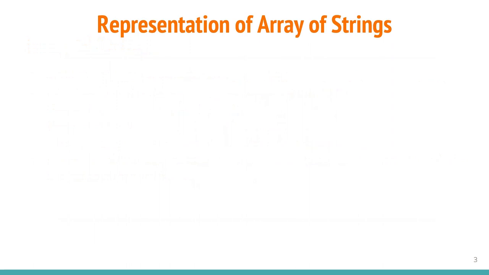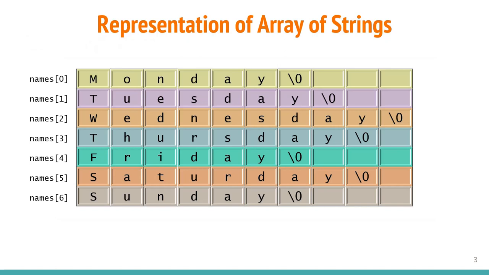Having seen the importance of array of strings, let us try to represent array of strings formally. This diagram shows the logical representation of array of strings. Here you can note that names is the name of a two-dimensional character array, wherein each row represents one string. So Monday is a string which has been terminated with \0, followed by Tuesday, Wednesday, Thursday, Friday, Saturday and Sunday. You can observe each row can be visualized as a string, and there are 7 such strings. So with this representation, we can easily store all the 7 days of a week.